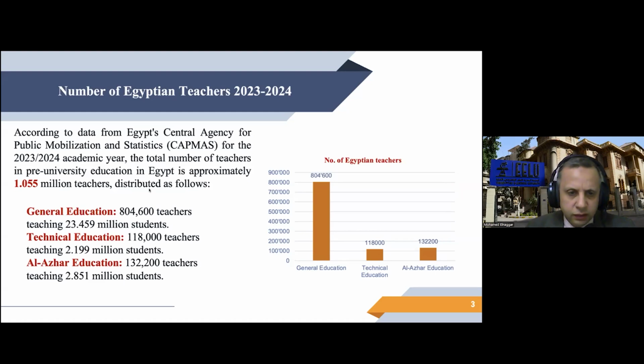on this stage. In general education, there are about 800,000 teachers working. In technical education, there are about 118,000 teachers, and in other education, 132 teachers. Next slide, please.